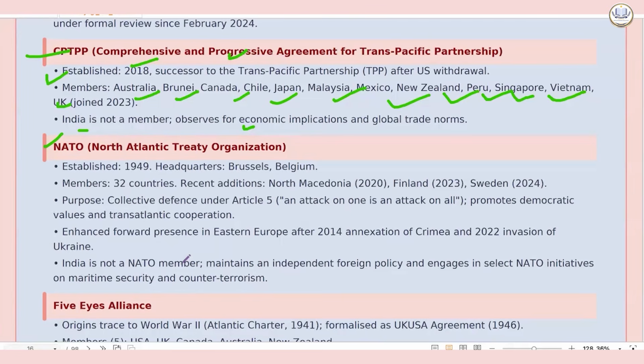Okay. So these are the member states. Very difficult to cram, right? But even if you have a fair bit of idea, it will serve the purpose.